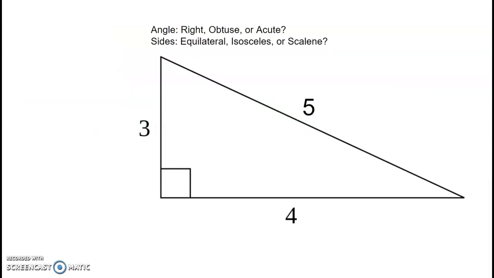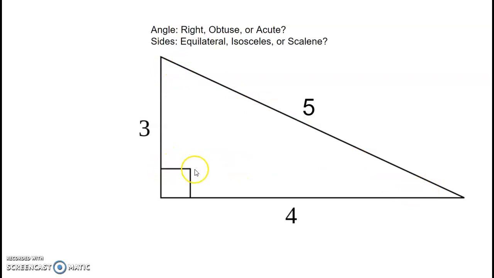Go ahead and draw this as well on your notebook in your notes section. Make sure that you label the angle as well as the different side lengths. So I'm going to look at the angles first. Is it a right, obtuse, or acute? I know that these two look like they're acute. They're definitely less than 90 degrees.